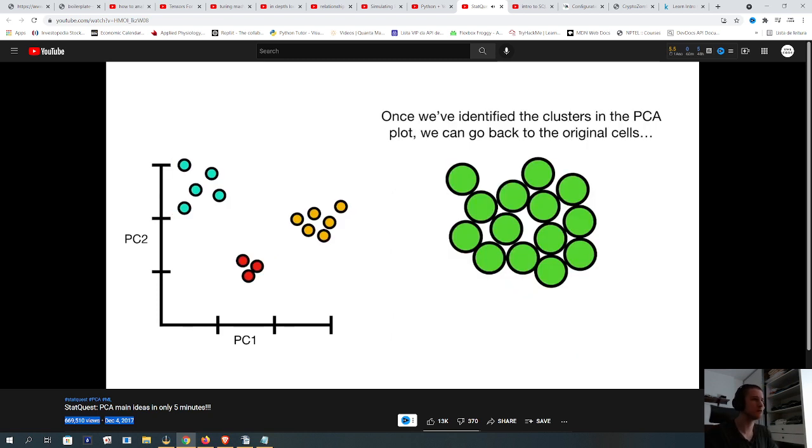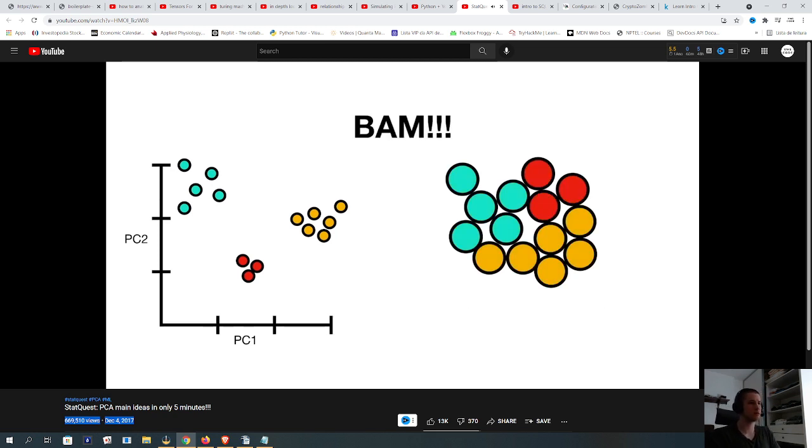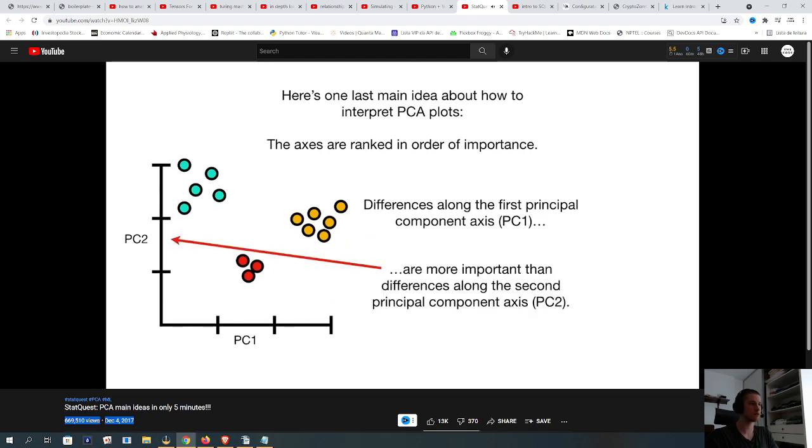Once we've identified the clusters in the PCA plot, we can go back to the original cells and see that they represent 3 different types of cells doing 3 different types of things with their genes. Bam! Here's one last main idea about how to interpret PCA plots. The axes are ranked in order of importance. Differences among the first principal component axis, PC1, are more important than differences along the second principal component axis, PC2.